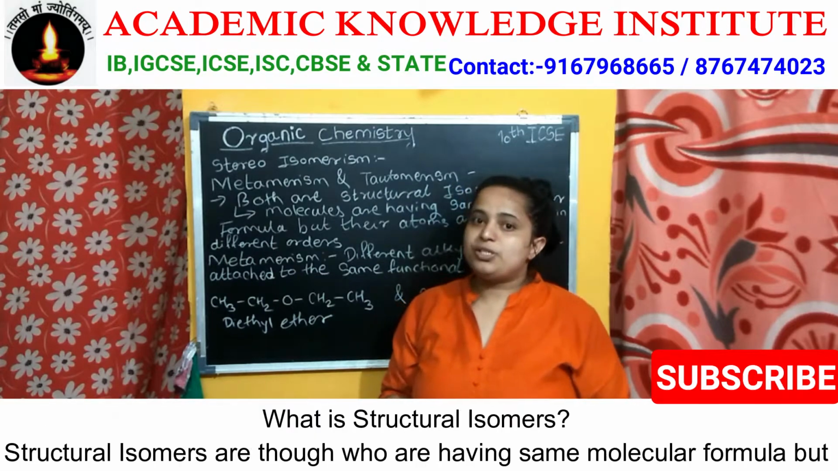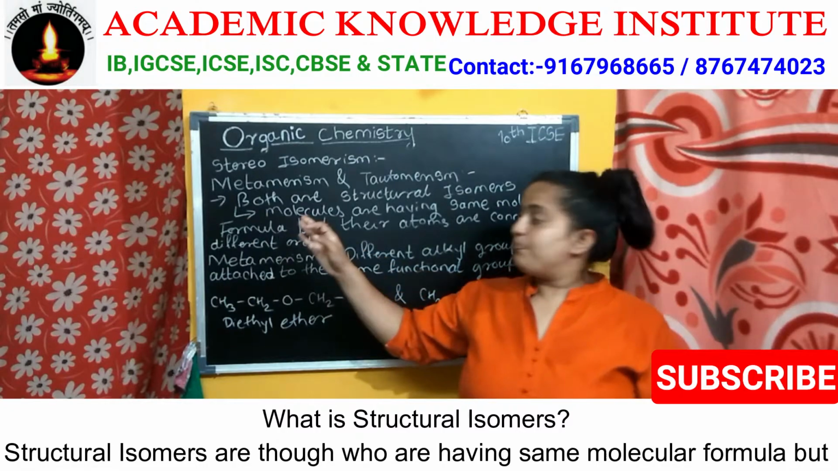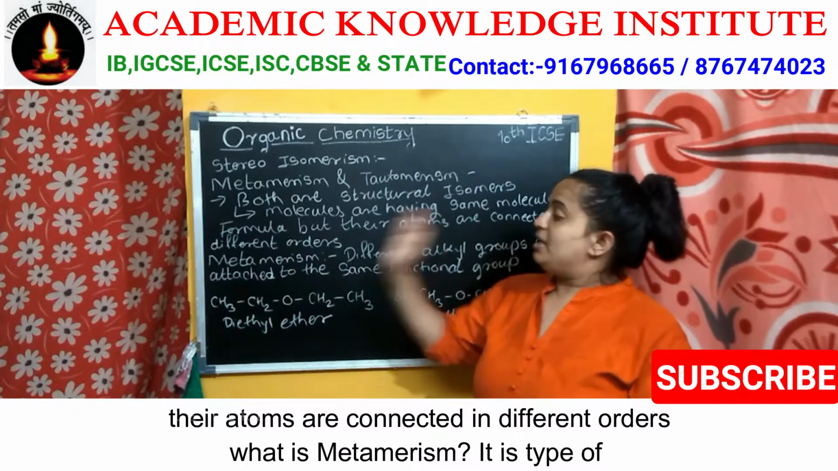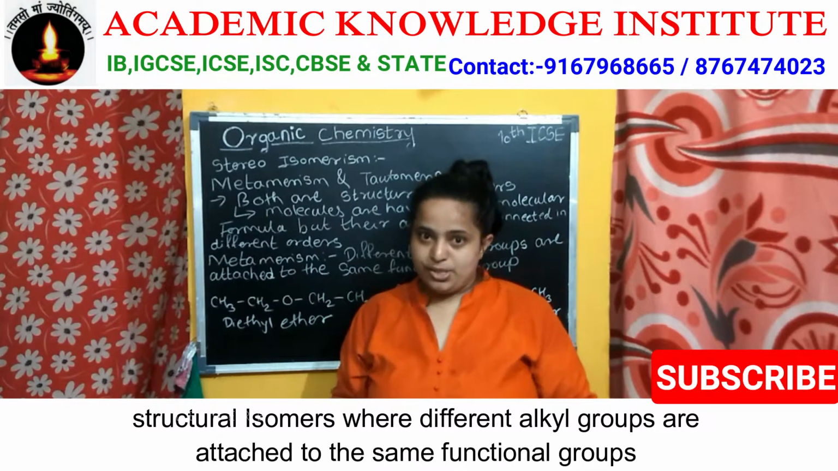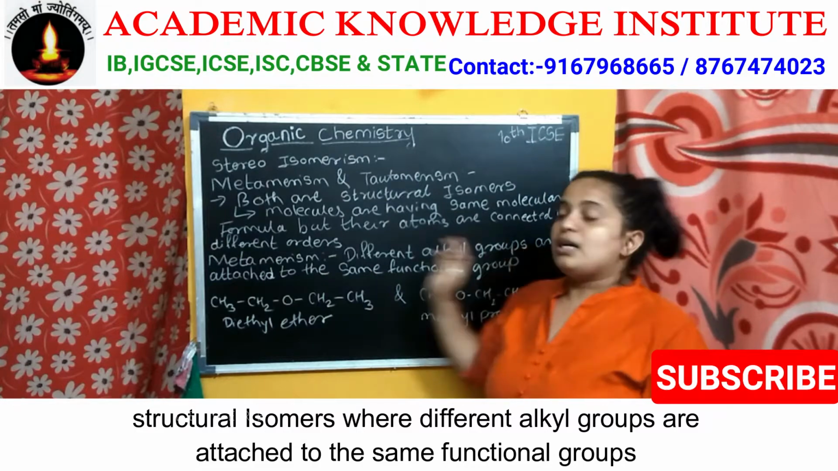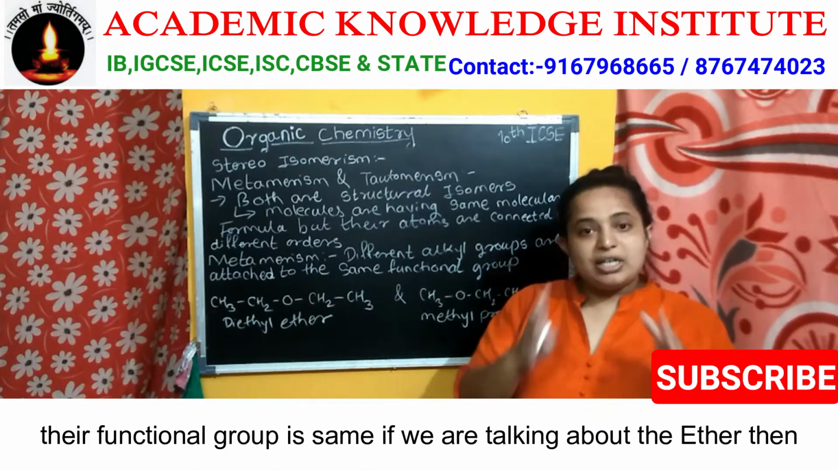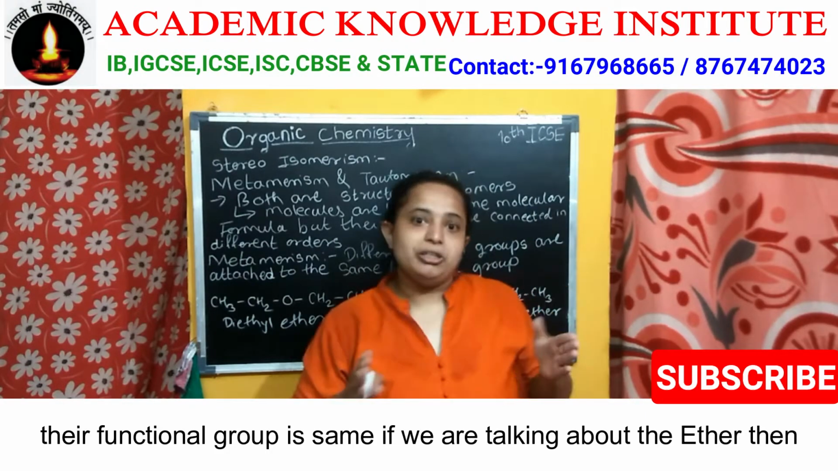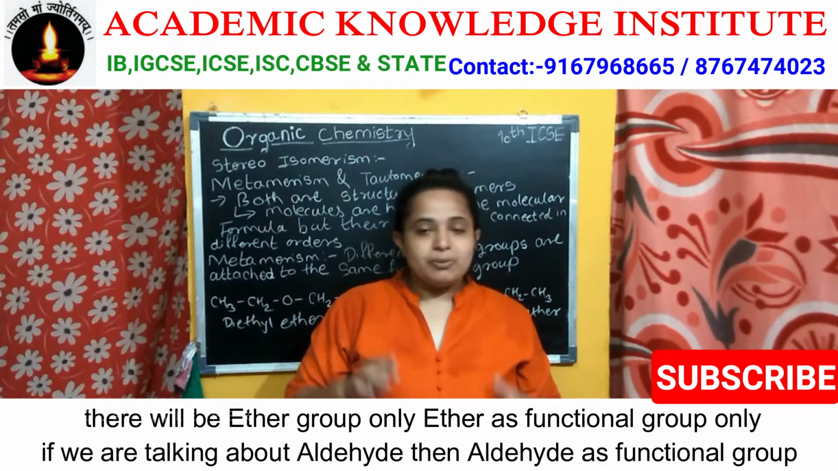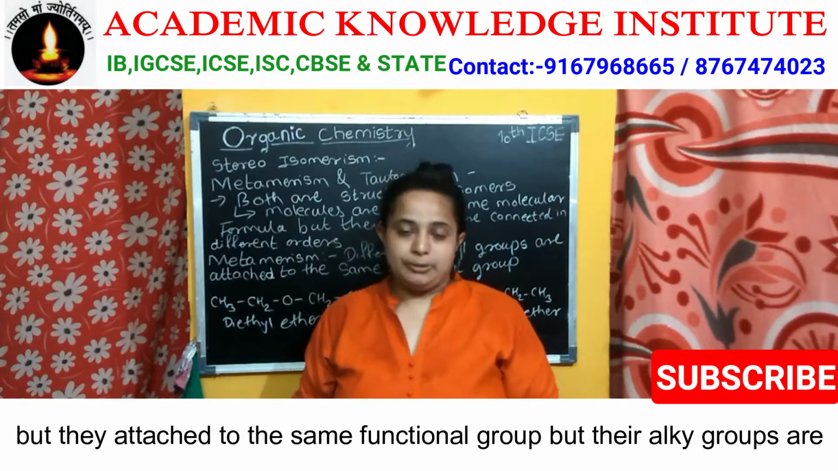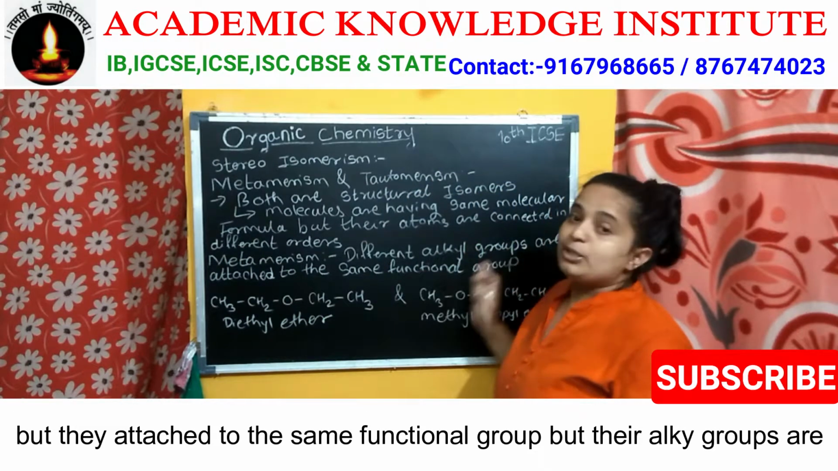What are structural isomers? Structural isomers have the same molecular formula but their atoms are connected in different orders. What is metamerism? It is a type of structural isomerism where different alkyl groups are attached to the same functional group. The functional group is the same. If we are talking about ether, then there will be the ether group only, ether as the functional group only. If we are talking about aldehyde, then aldehyde will be the functional group only. They are attached to the same functional group, but their alkyl groups are different.